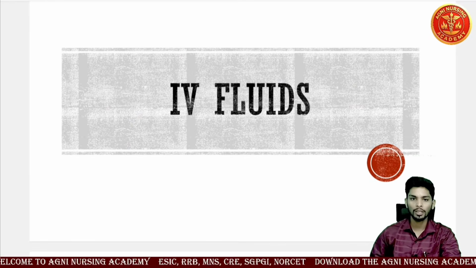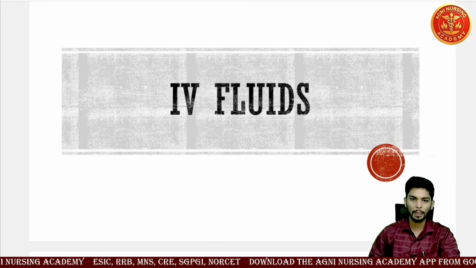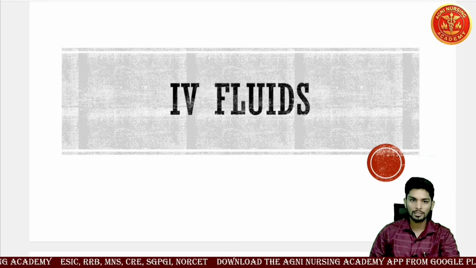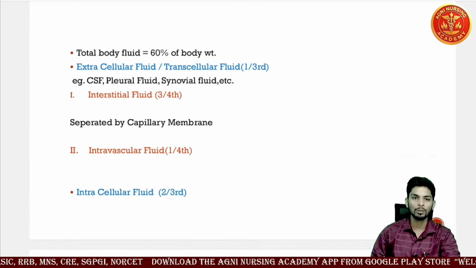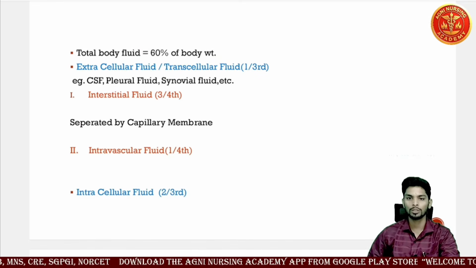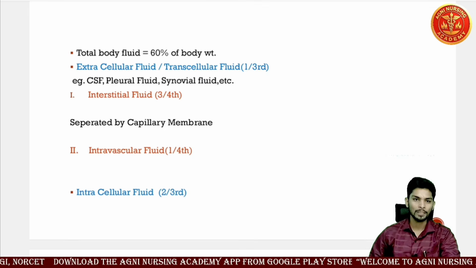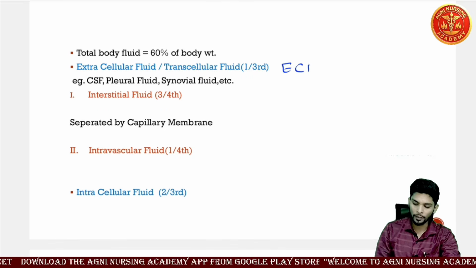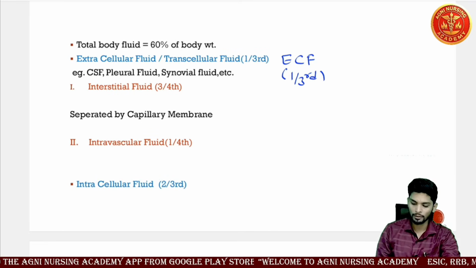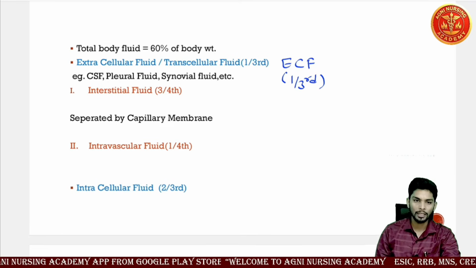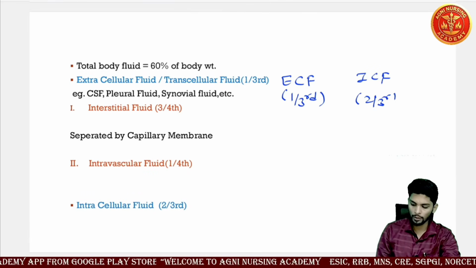Today we are going to learn about the types of IV fluids and information about IV fluids. Okay, in detail we will discuss in this session. First of all, we will study one general thing: total body fluid is 60% of our total body weight. In that total body fluid there are two types of fluids present. First one is extracellular fluid, which is 1/3 of our total body fluid. And second one is intracellular fluid, which is 2/3 of our total body fluid.